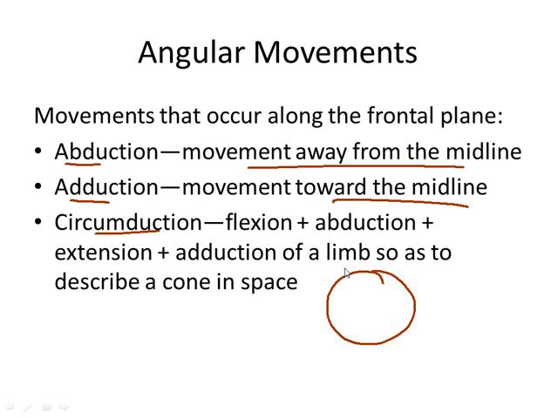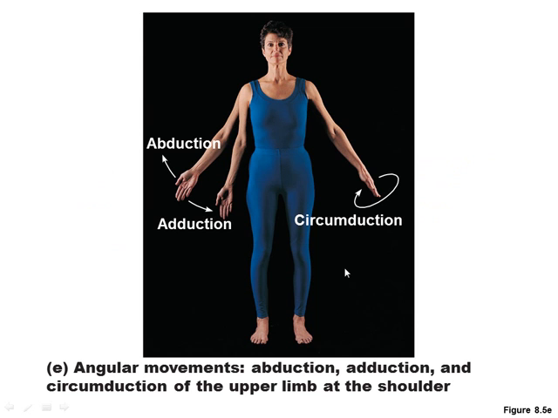So let's look at some examples. If you take the arm away, you're abducting. If you bring it back, you're adducting. If you're doing this, making a circle with it, you're circumducting. Okay? And we're going to talk about the different muscles, like I said, in Unit 3, that allow you to make these movements.